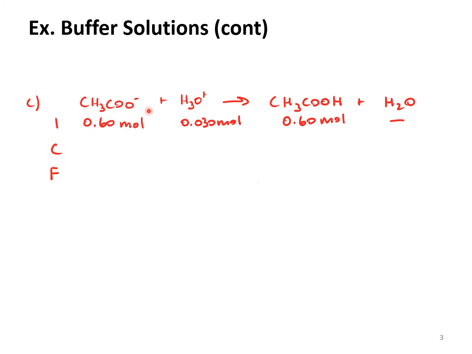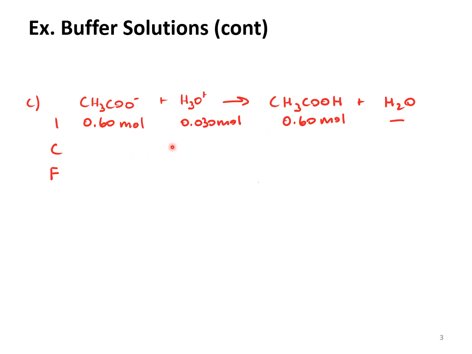In part C, we are asked to calculate the pH of the buffer solution from part A after the addition of H3O+. And so here we can imagine that H3O+ reacts with acetate in the reaction as shown here. So we have acetate plus H3O+ produces acetic acid plus water. And next, we're going to write the initial concentrations of each of the species. And we see that we start with 0.60 moles of acetate, and to this we add 0.030 moles of H3O+. And of course, we also start with 0.60 moles of acetic acid.